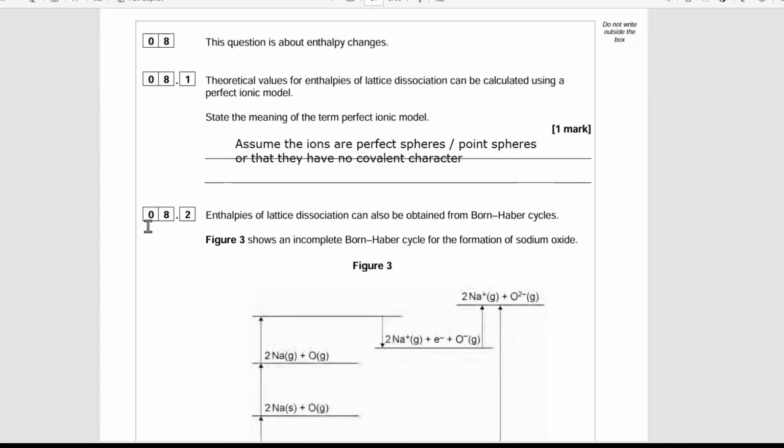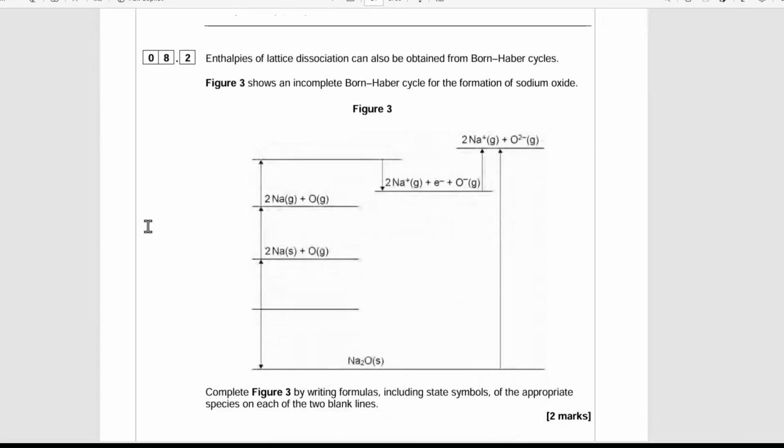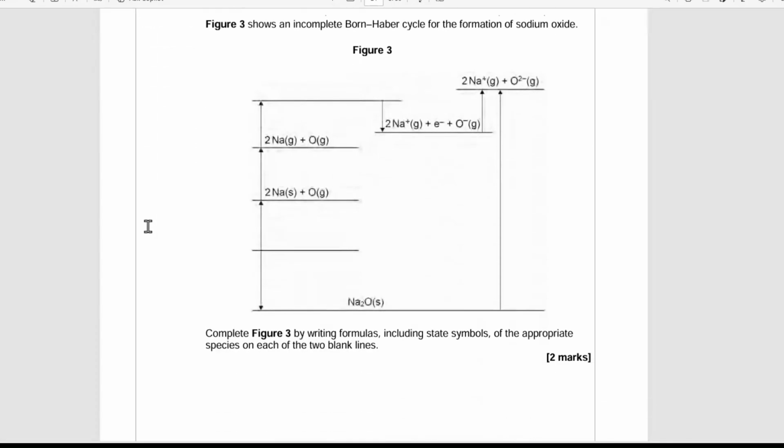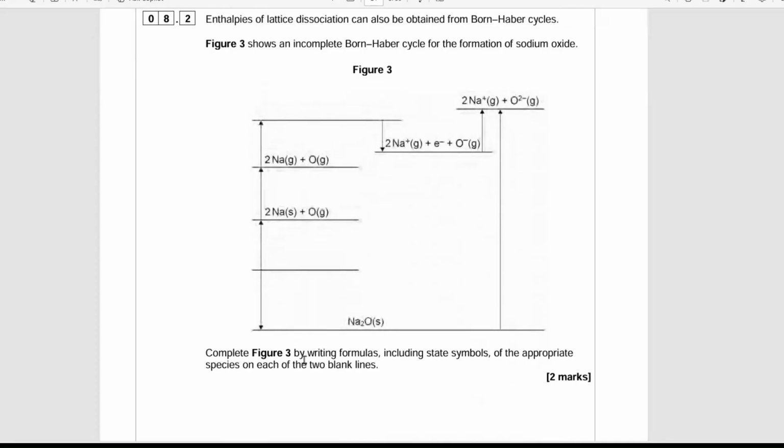So we got 8.2. Enthalpies of lattice dissociation can also be obtained from Born Haber cycles. Here we've got the Born Haber cycle. Here, complete figure 3 by writing formulas including state symbols of the appropriate species on each of the two blank lines. Now you might be thinking, what are the two blank lines? It's this one here and this one here. Why don't you grab a pen, grab some paper, have a go? Pause now. Okay, I'm going to go through the explanation for you.